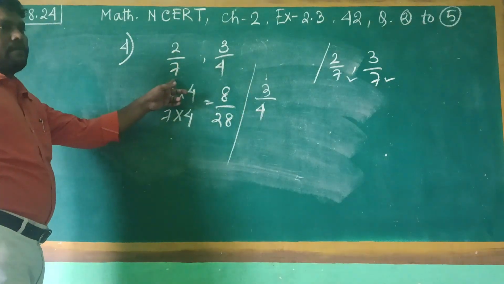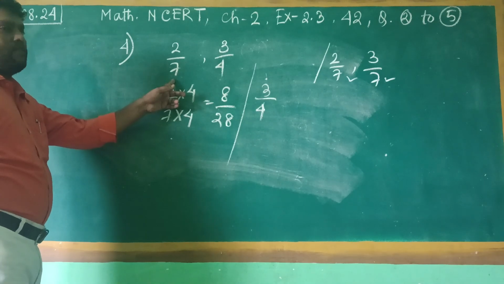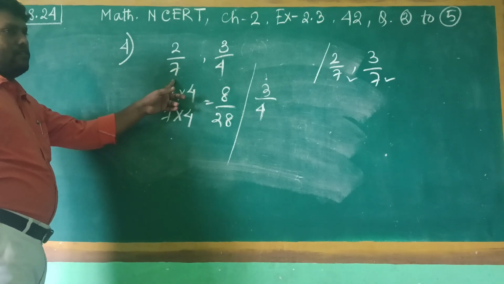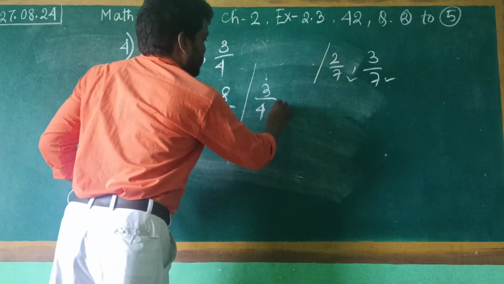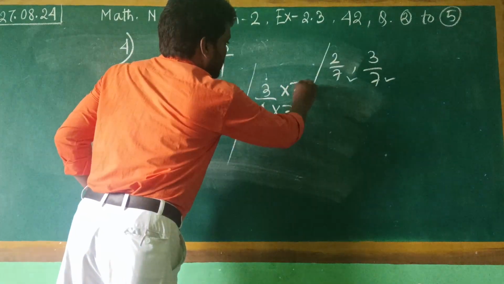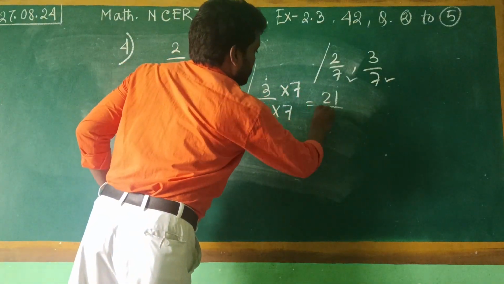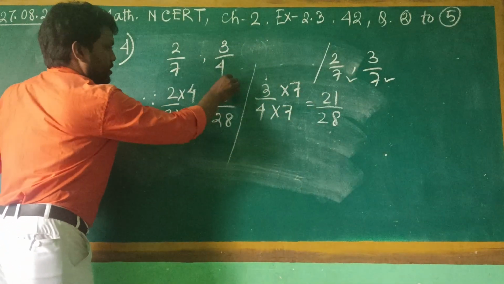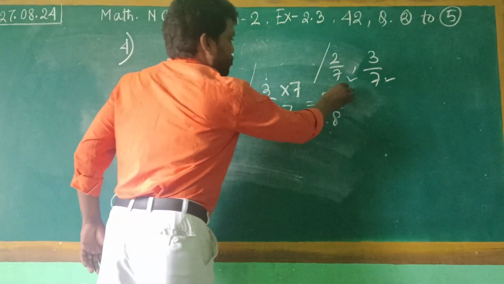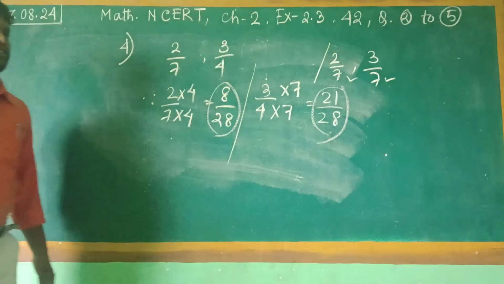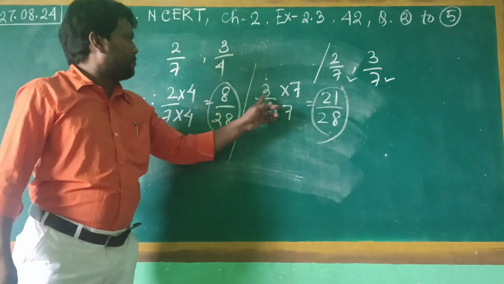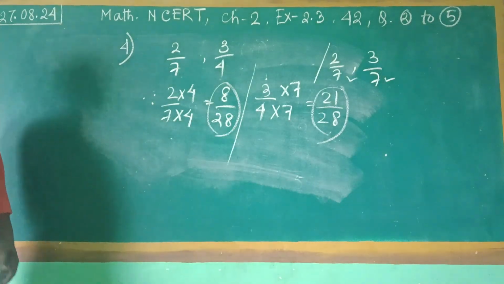There was 7 in the denominator, so 7 into 7, that means 21 divided by 28. Now it is 8 by 28, and it is 21 by 28. So which is greater? That means 3 by 4 is greater.